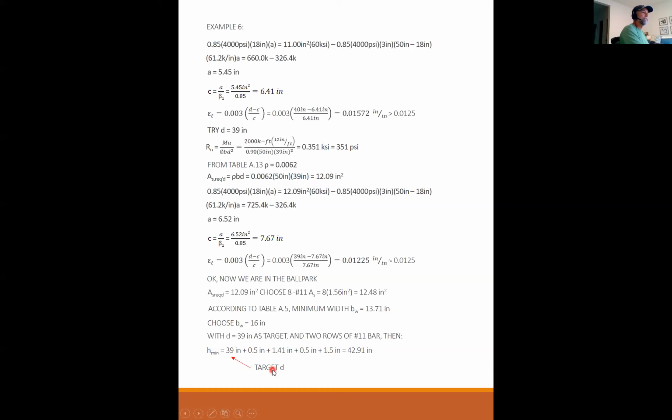So again, my target D, half of the ACI section 25.2.2 minimum space between layers of 1 inch, diameter of the number 11 bar, diameter of the number 4 tie, minimum coverage, and this was from table 20.6.1.3.1. Okay, so with a minimum height of 42.91 inches, we choose a value that's to the nearest 2 inches. So I'm going to choose 44 inches.